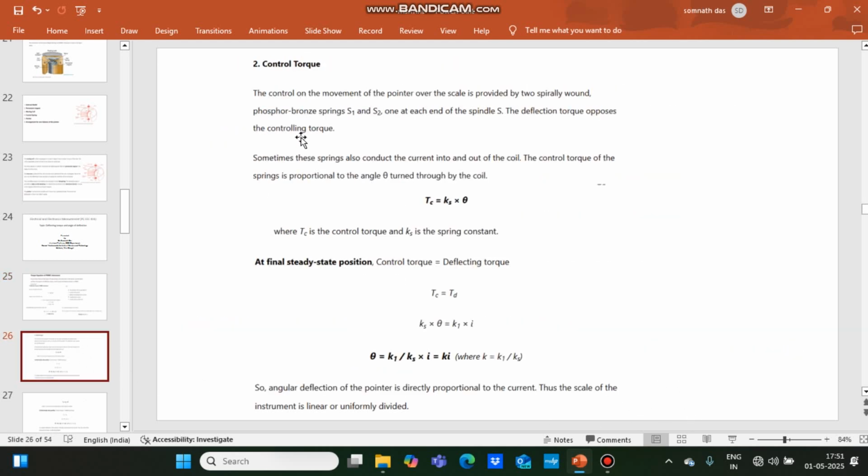Now we'll derive the equation for controlling torque. Here controlling torque is provided by the control spring. Spring control is used. Two phosphor bronze springs S1 and S2 are used. One is attached with the spindle above the soft iron core and another one is placed below the soft iron core. The controlling torque opposes the deflecting torque.